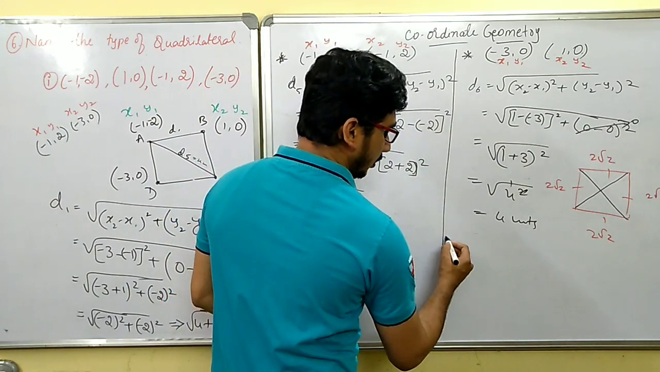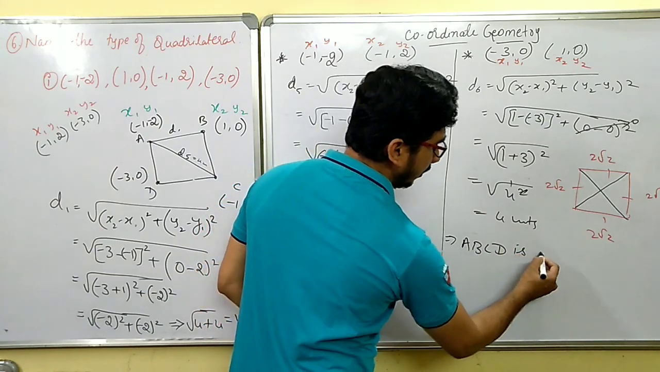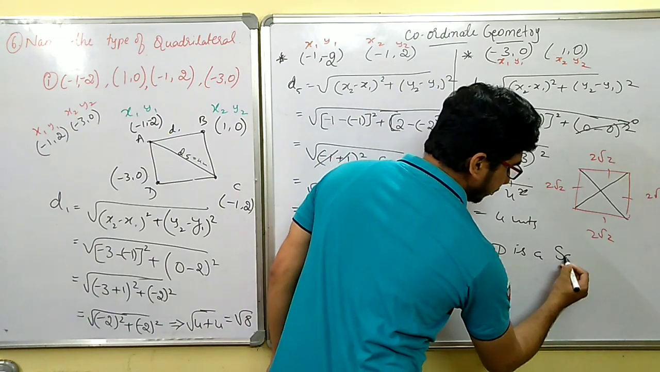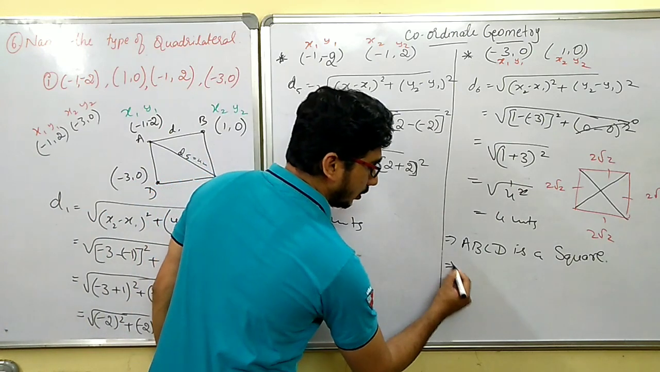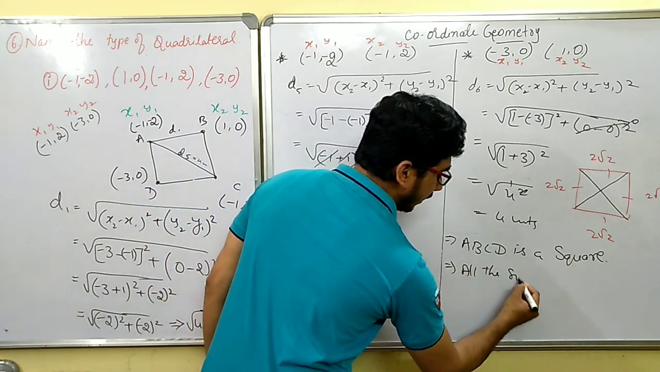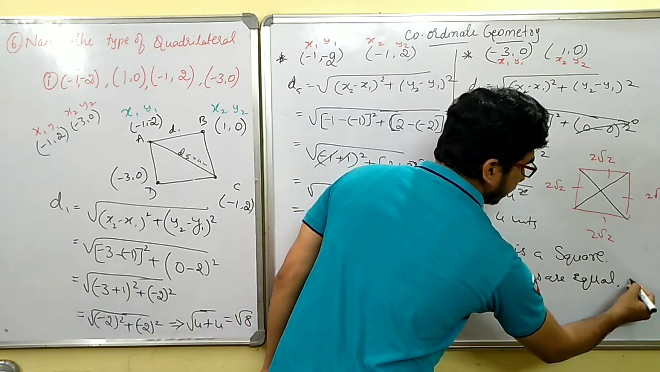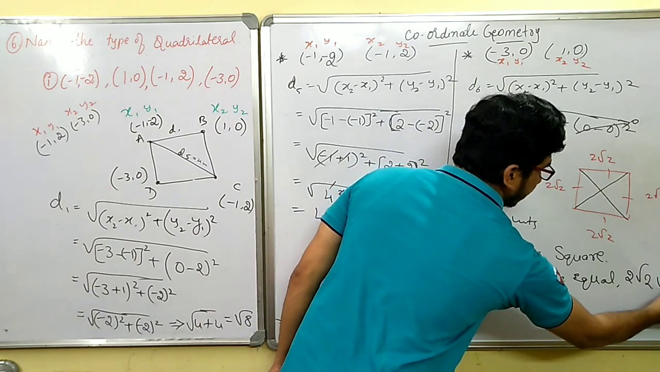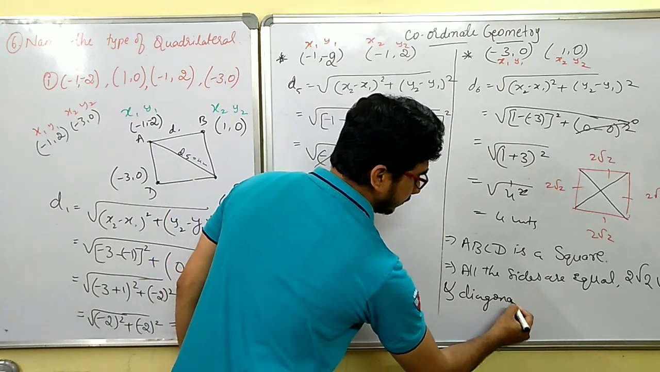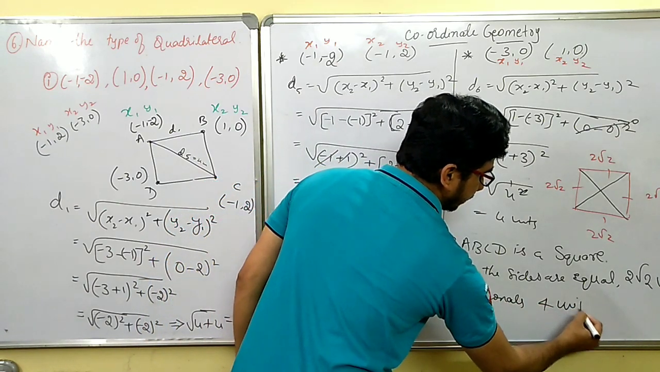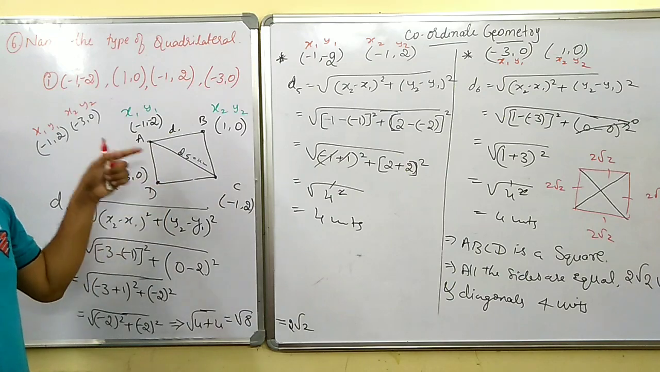Hence, ABCD is a square. Why is it a square? You have to write: all the sides are equal, that is 2 root 2 units, and the diagonals are 4 units. Both the diagonals are the same. All the sides are 2 root 2. Hence, the given points represent a square.